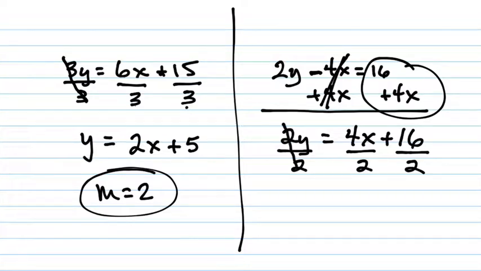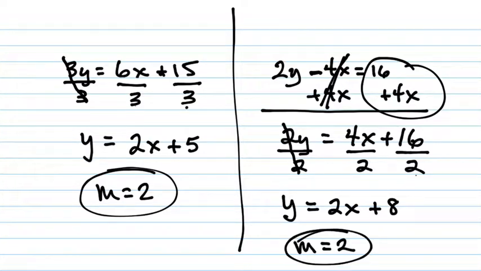Now, over here the 2's will divide away, give me y. 4 divided by 2 is what? 2x. And 16 divided by 2 is plus 8. Now is the y by itself? Yes. So my slope is what? 2.